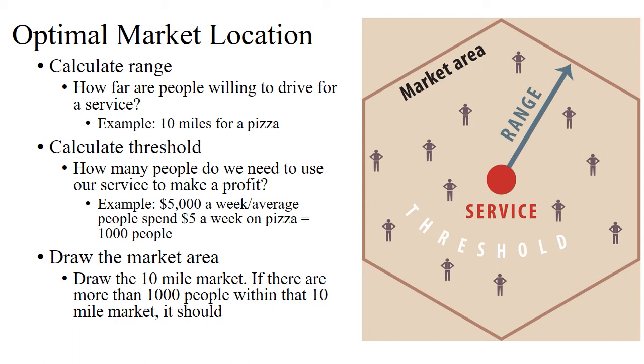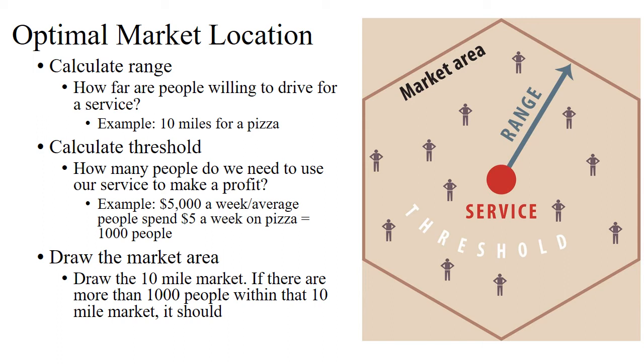Then you calculate the threshold. How many people do we need to be buying pizzas to make a profit, enough to pay our rent and stay in business, right? So if you need $5,000 a week on average to pay your employees, to pay rent, to buy the supplies to make the pizza, and people spend an average of $5 a week, that'd be a great price for a pizza. You would say, well, the threshold is I need like 1,000 customers a week, right? That's kind of what I need.